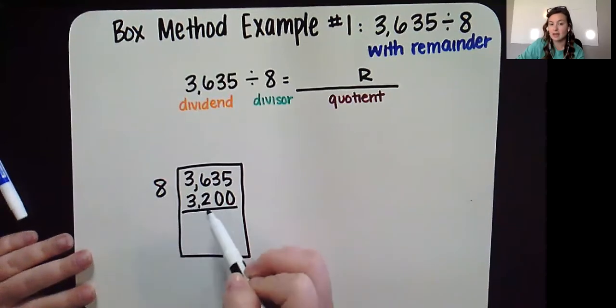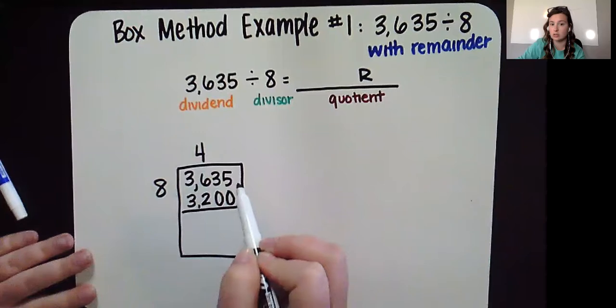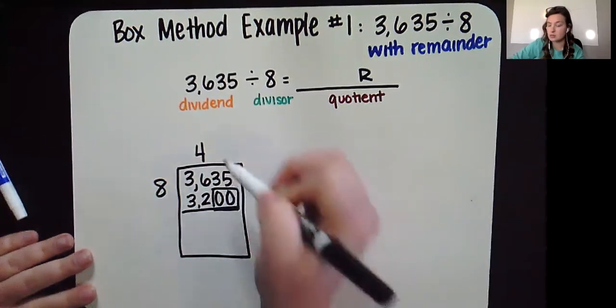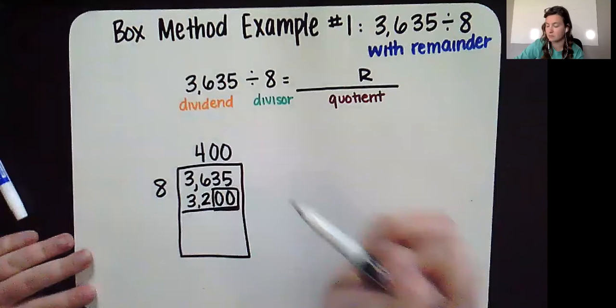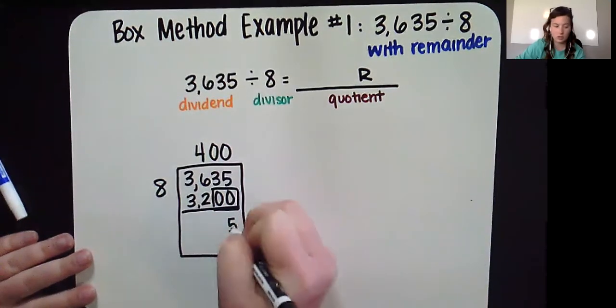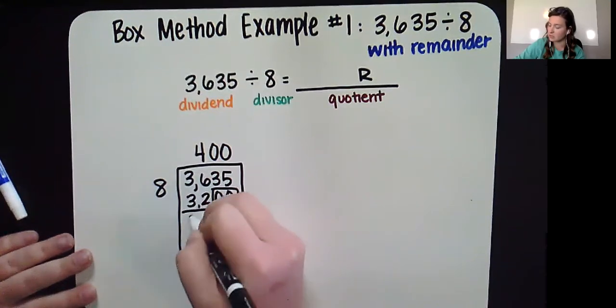So 8 times what made 32? 8 times 4. And then I put 2 zeros on the back there. So I'm going to put 2 zeros here. Now I'm going to subtract. 5 minus 0 is 5. 3 minus 0 is 3. 6 minus 2 is 4. And 3 minus 3 is 0.